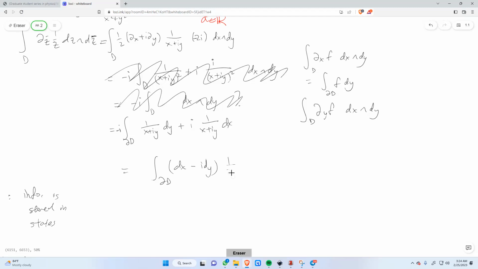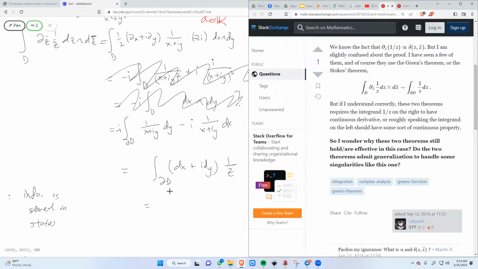Wait, did you make a sign error? I think I made a sign error. What's wrong over here is that for the second case, it should be the boundary minus partial y, because I need to flip this over. So when I flip this over, it picks up a minus sign. So this would be a negative, and this would be a plus, and now it makes sense. I guess I've somewhat derived it.